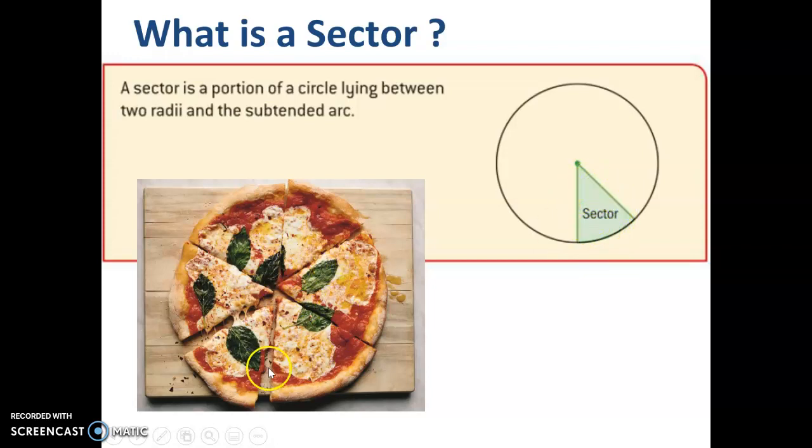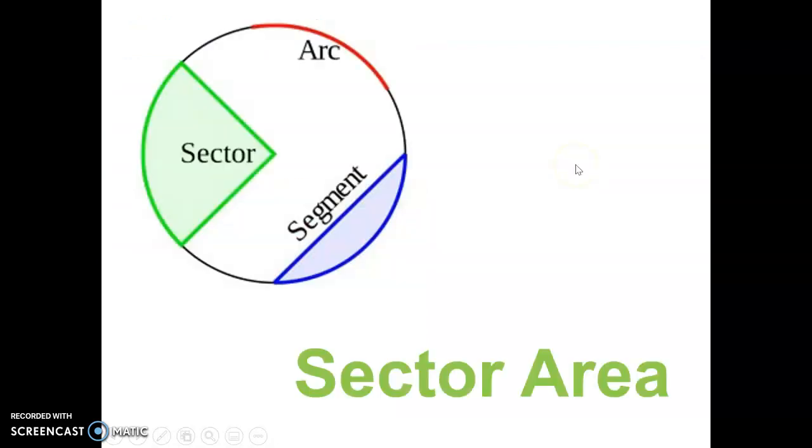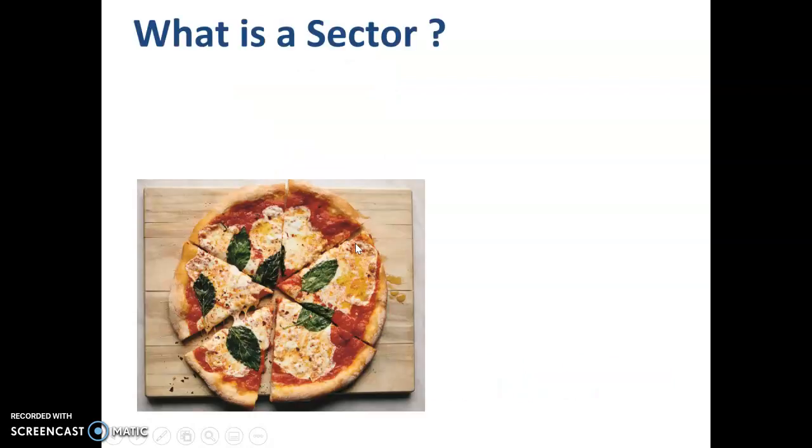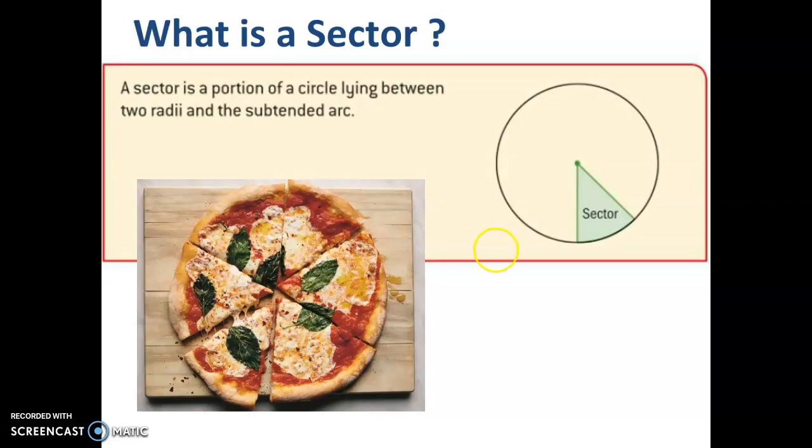So here you can see many sectors. 1, 2, 3, 4, 5, 6 different sectors. The important thing is when you draw a sector, it must have a corner at the center of the circle. And that's what we saw here. So this one is also like a slice from this circle, but it doesn't have a corner at the center. So this is called a segment, not a sector. Okay, so that's what a sector is. That's easy to remember, right?